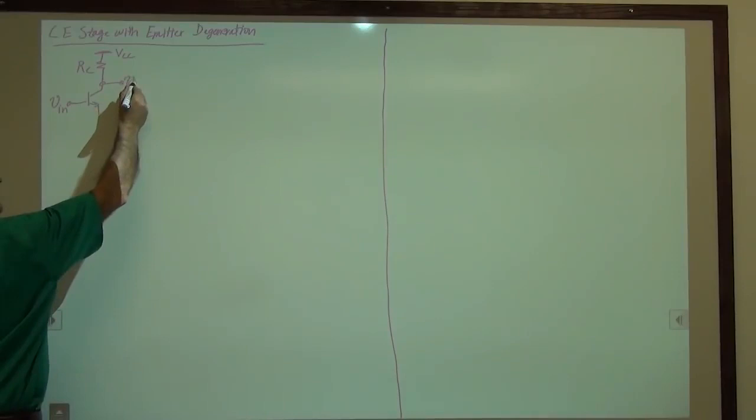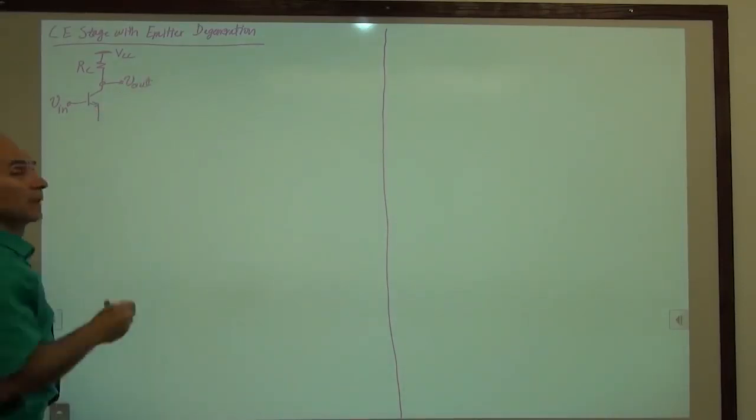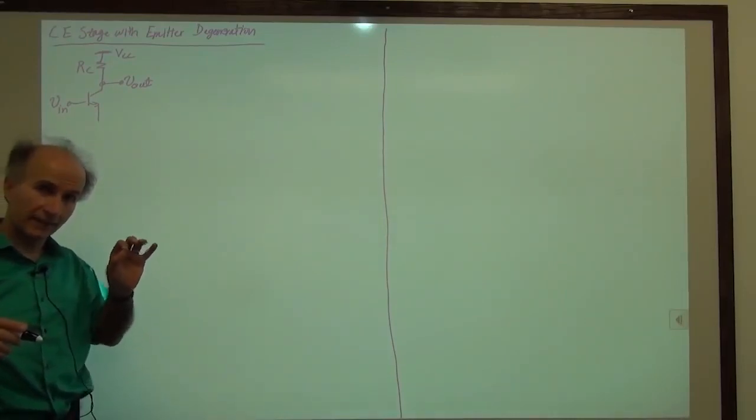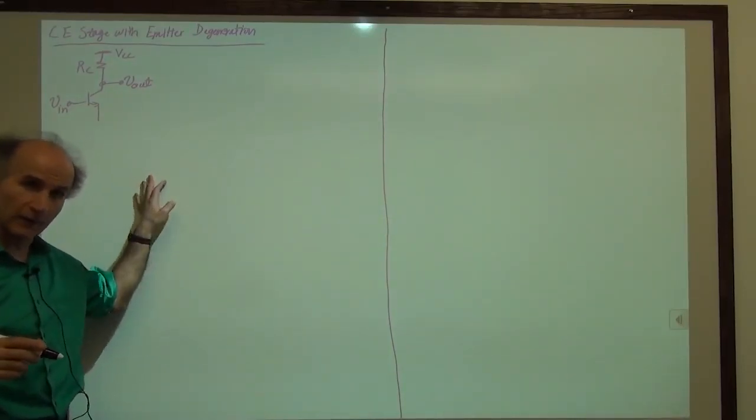That was the definition of the common emitter stage, if you remember. We said the input is applied to the base, the output is sensed at the collector. So those still are there.